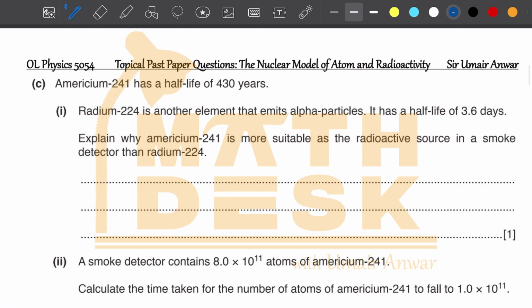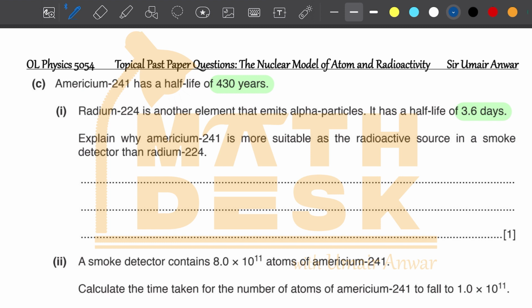Okay, in the next part the question says americium-241 has a half-life of 430 years. So this is the half-life of this radioactive substance. Radium-224 is another element that emits alpha particles. It has a half-life of 3.6 days only. Explain why americium-241 is more suitable as the radioactive substance in a smoke detector than radium-224.